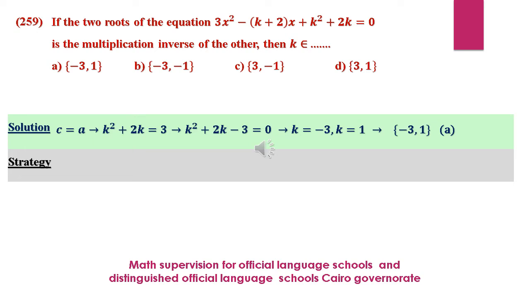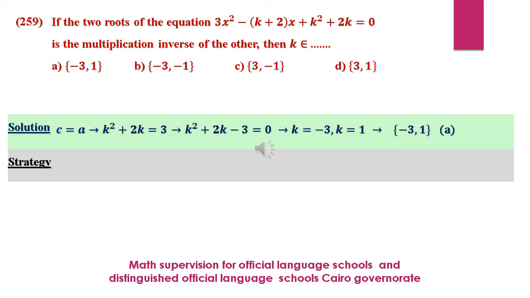If the two roots of the equation 3x squared minus (k plus 2)x plus k squared plus 2k equals 0 are multiplicative inverses of each other, then k belongs to what? Now, the two roots here are multiplicative inverses of each other, which means that their product equals 1. And the product of roots, of course, is k squared plus 2k, which is the absolute term, over the coefficient of x squared, which is 3. So k squared plus 2k equals 3.